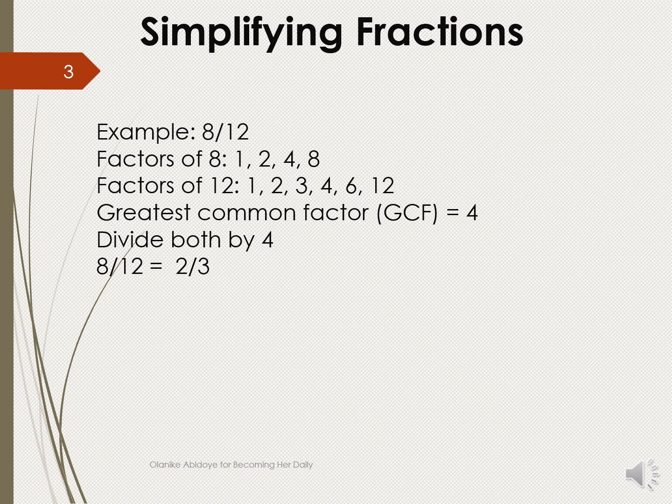We can also do it another way. We can start by dividing 8 by 12. We know 2 can divide both of them, so we divide 8 by 2 and 12 by 2, until we get to the least numbers that we cannot divide further. That will also give us 2/3 at the end.